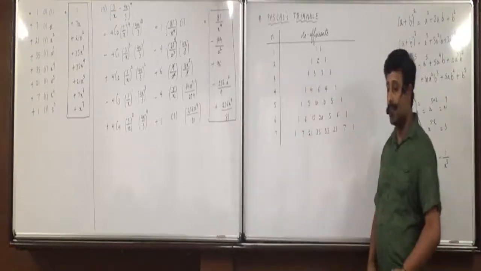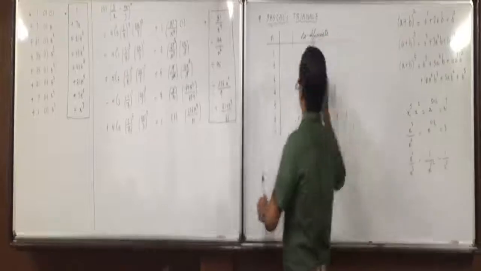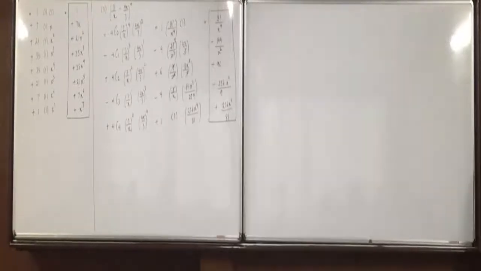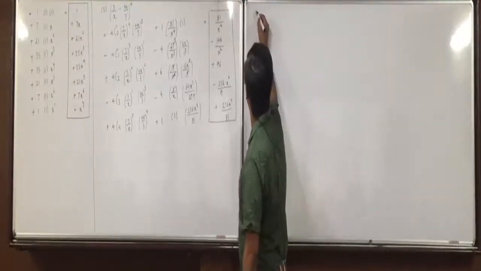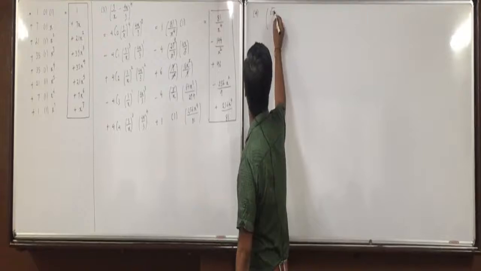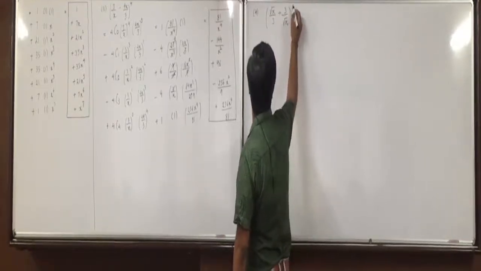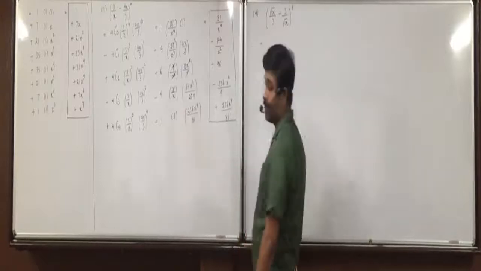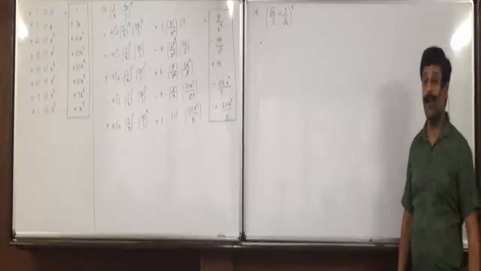All of you understood this? And the last one now. Fourth one. Root x upon 3 plus 3 upon root x raised to 6. Mark it important. Root x upon 3 plus 3 upon root x raised to 6. I'll directly explain it, so be attentive.